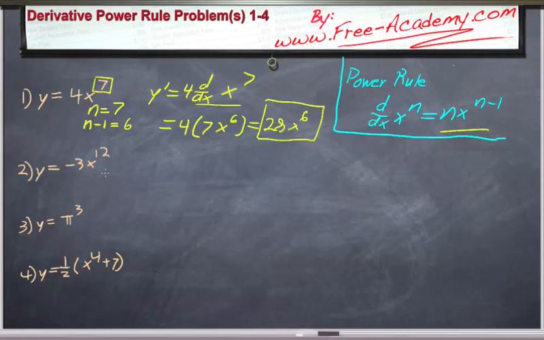We'll be doing the exact same process to find the derivative in problem 2. In this case, the exponent is 12, so n equals 12. N minus 1 equals 11. The 3 comes to the outside, so y prime equals 3 times n x to the n minus 1, which equals 36x to the 11th.